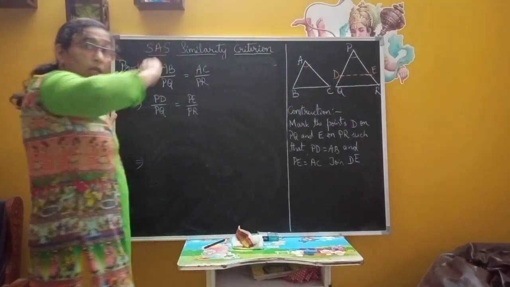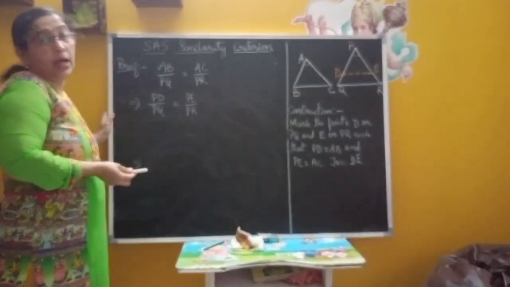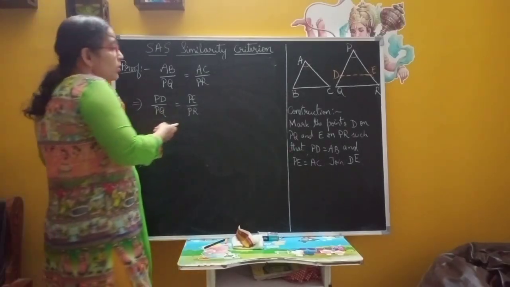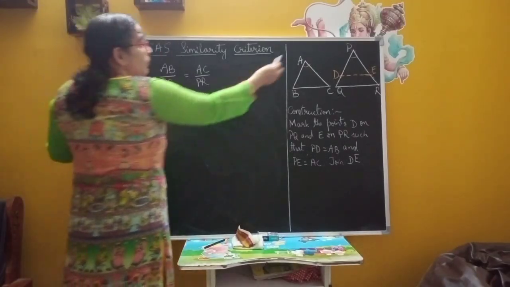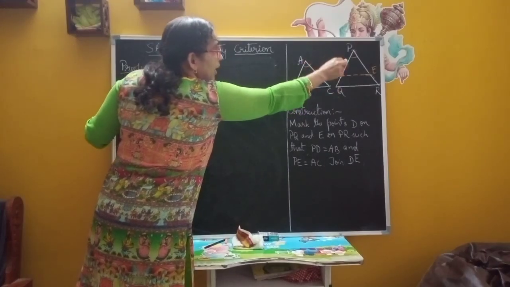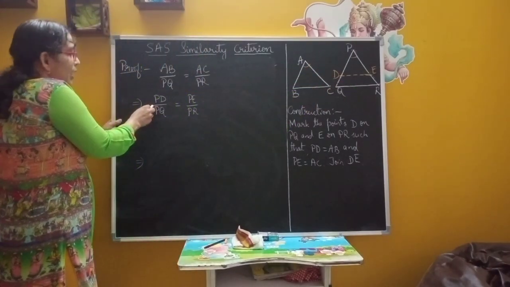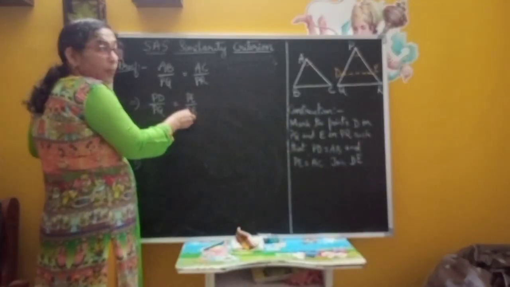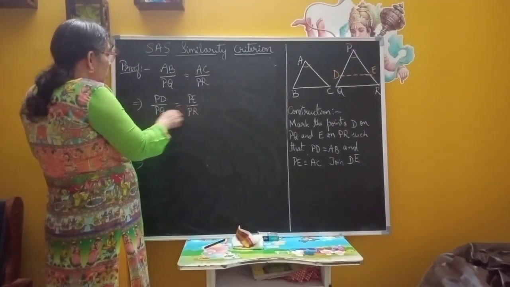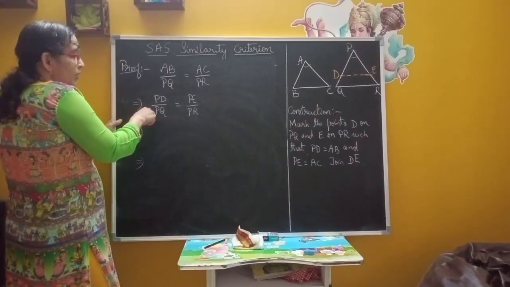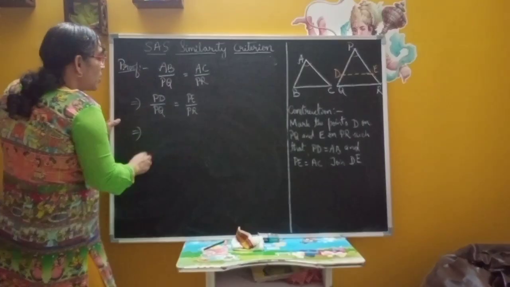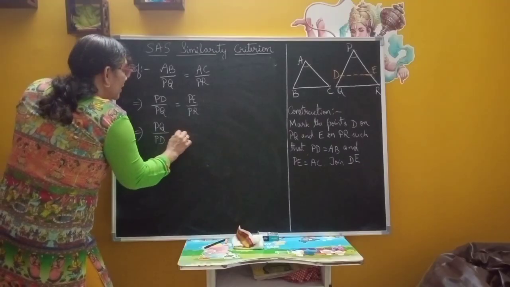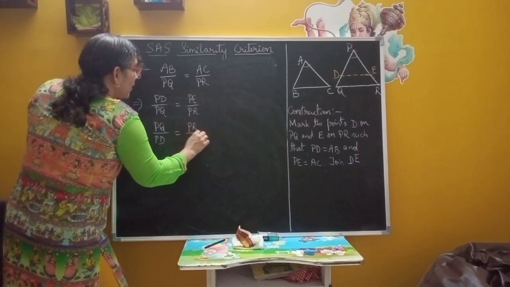Because we can use the converse of BPT, or the converse of Thales theorem. So what to do now? We have to prove PD by DQ is equal to PE by ER. But here we have PD by PQ and PE by PR. So if I write the reciprocal of this, I get PQ by PD is equal to PR by PE.